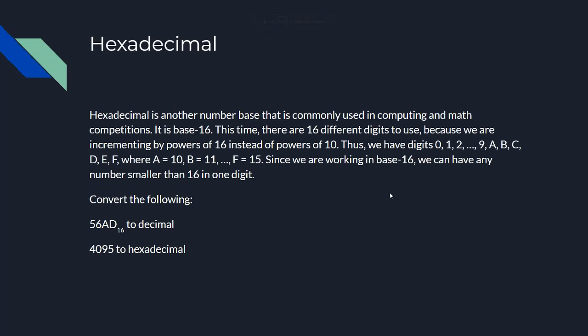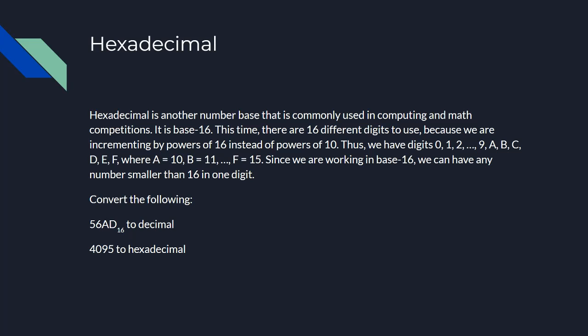Now, hexadecimal is a number base that is also commonly used in both computing and math competitions. If you've ever seen a hex code, that is what the computer is using. The computer is taking a hexadecimal number, and that's what a hex code is, to represent what color it wants, right? Because it uses hex codes to determine which color you're trying to choose. So hexadecimal is base 16.